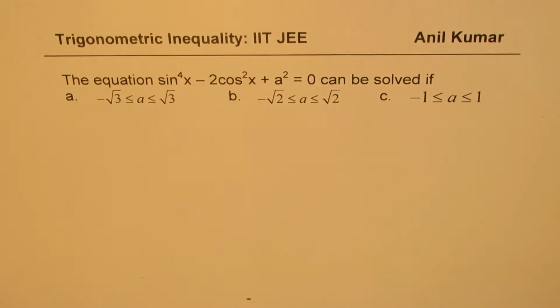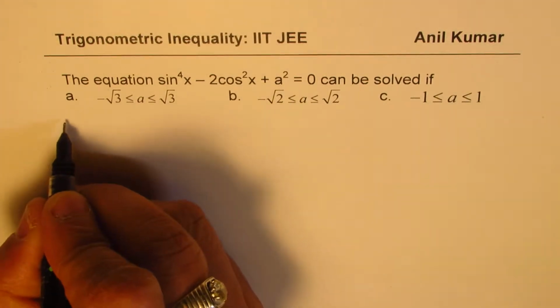The question here is, the equation sine to the power 4x minus 2 cos square x plus a square equals 0 can be solved if three conditions are given here. You can pause the video, answer the question, and then look into my suggestions. So let's rewrite and try to figure it out.